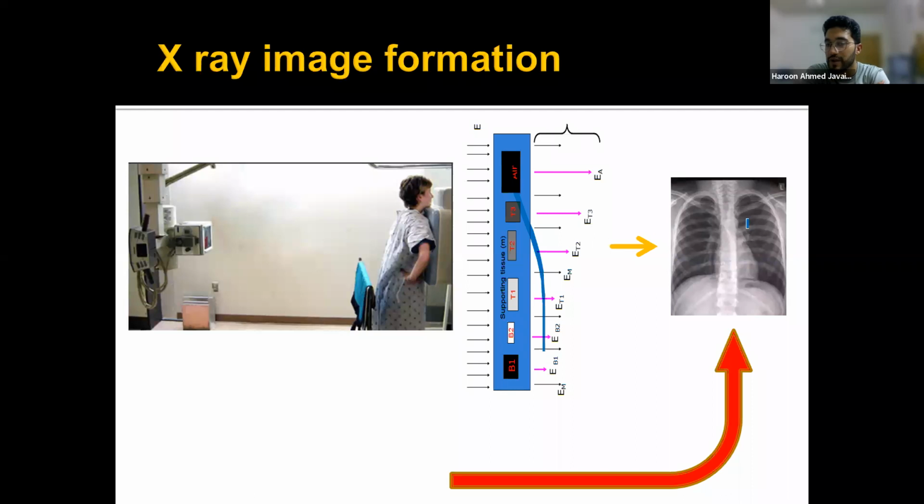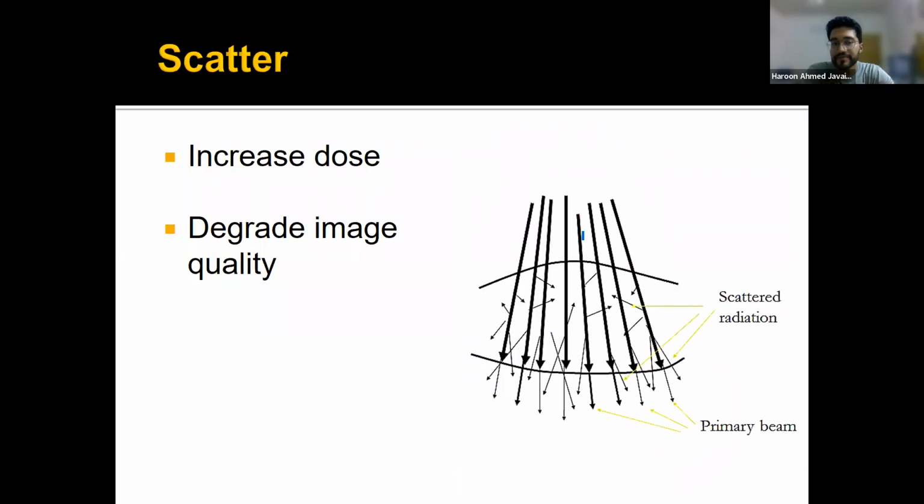As you can see over here, this is a chest X-ray. The bones are going to appear the brightest. Why are they appearing the brightest? Because they are going to stop the most amount of X-rays. Whereas the air is going to appear the darkest because most of the X-rays cross through it. That's what they're trying to tell you here.